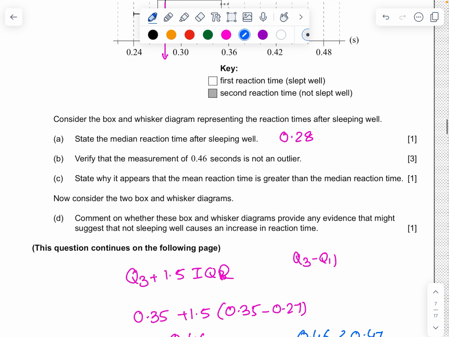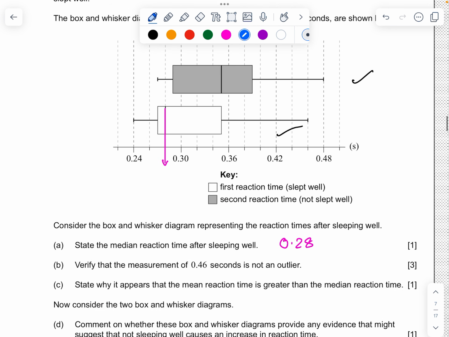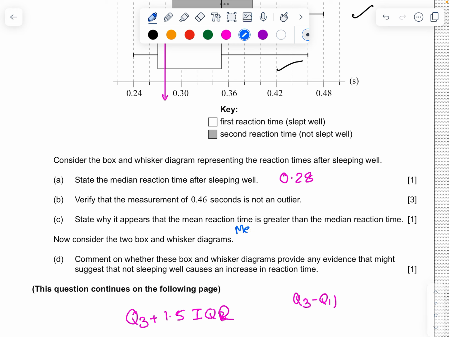Next, state why it appears that the mean reaction time is greater than the median reaction time. Because we can see that the median is very close to the lower quartile, close to Q1. Comment on whether this box and whisker plot provides any evidence. No, because the sample size is too small. The sample size is too small to conclude.